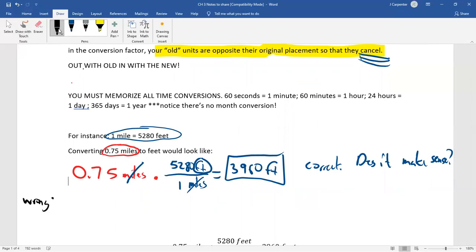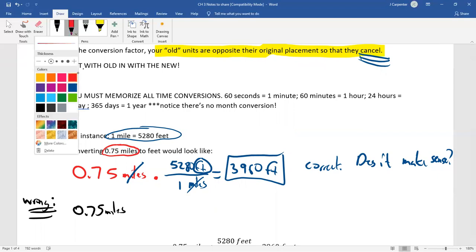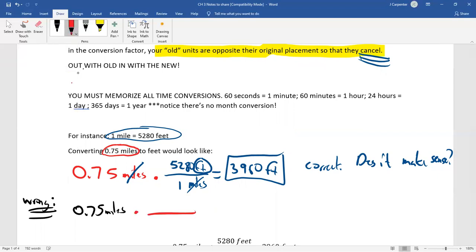I'm going to show you what happens when you do this wrong. When you pay attention and you do your math correctly, you can tell it's wrong. So what I'm about to do is wrong. Start out with your 0.75 miles. This is not wrong. What's wrong is what I'm about to do. Oh, I'm going to multiply by a fraction.